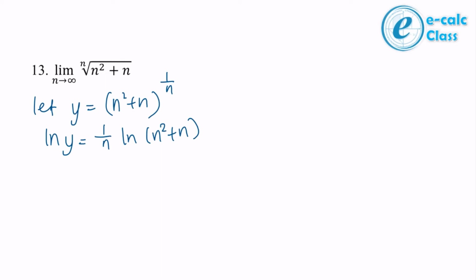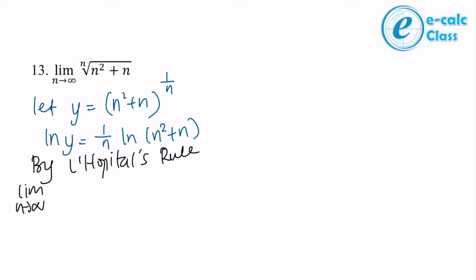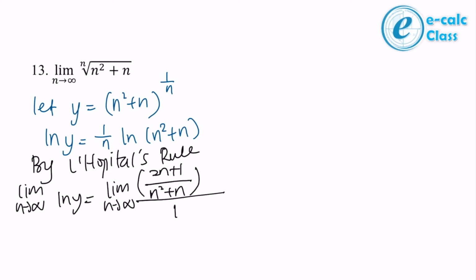And this happens to be a quotient that is infinity over infinity if we put in limits to infinity. So we can use L'Hopital's rule. By L'Hopital's rule, the limit as n approaches infinity of ln y is the limit as n approaches infinity of this one, you directly differentiate, it will be 1 over n squared plus n times the derivative of the inside function, which is 2n plus 1. Then over, you differentiate n, you get a 1.